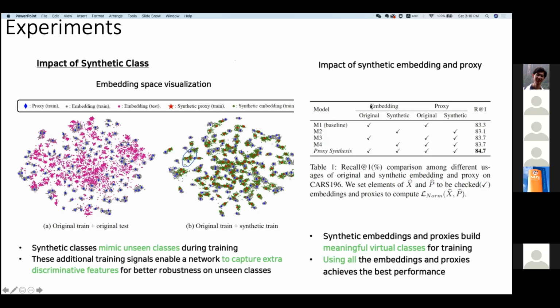And this table is where they want to evaluate whether I only generate synthetic embedding, or only generate synthetic proxy, or generate both embedding and proxy. And they find the hybrid one is the best. But it just improves the accuracy by 1%. Yeah, so I find that their performance does not bring great improvement, but only minor improvement. Just 1% of accuracy, and we have a new state of the art. Yeah. Okay.